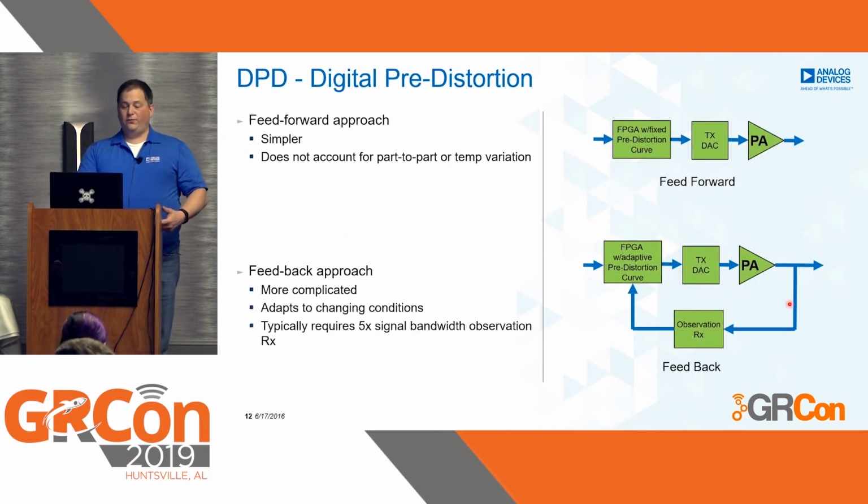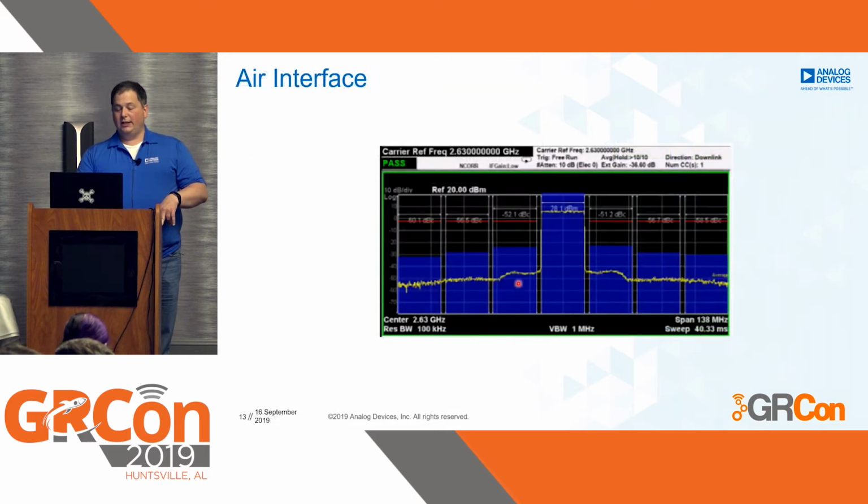So there's kind of two approaches. The most commonly used approach has feedback. And when we use feedback, we need 5 times the signal bandwidth, because what we're really trying to do is suppress these third harmonics that are outside our signal of interest.